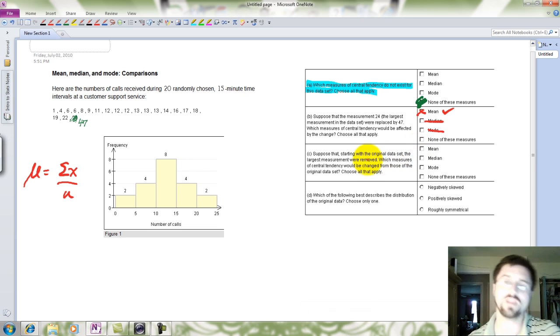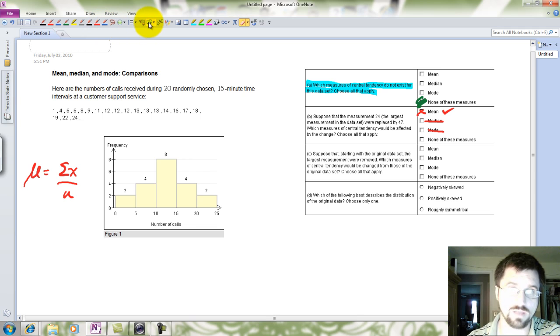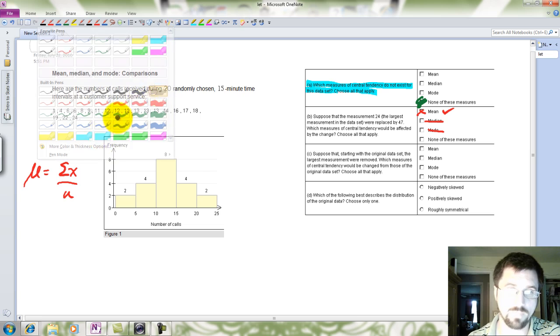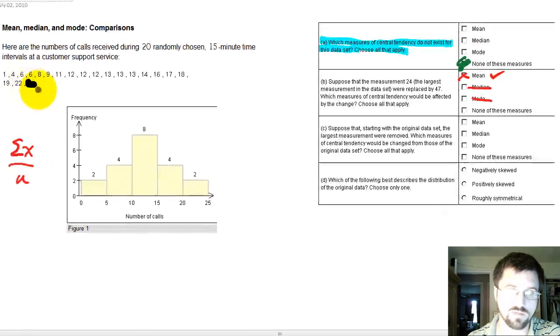Alright, suppose that, starting with the original data set, the largest measurement was removed. Which measures of central tendency would be changed from those of the original data set? Choose all that apply. So we're going to take out the largest measurement. So it's not that we're replacing it with a 47 anymore. We are, in fact, taking it out altogether. So let me do that. And it's gone.